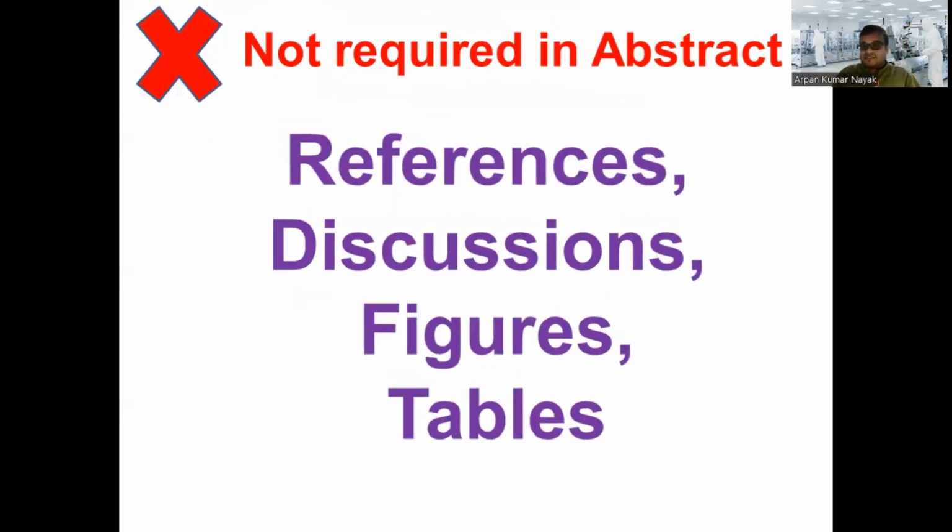First is reference. We don't need any references. We don't have to cite. This is completely self-contained, our own content text. Second part, discussion. There will be no discussion about the results here. Only what you observe, no need to discuss anything.